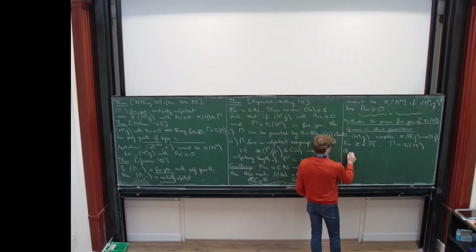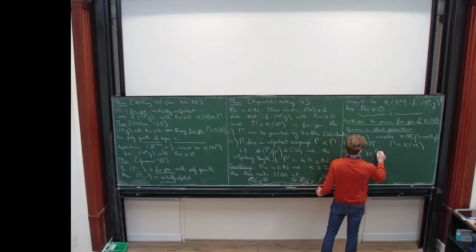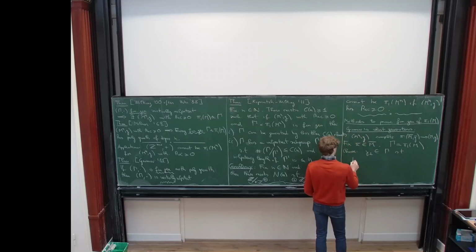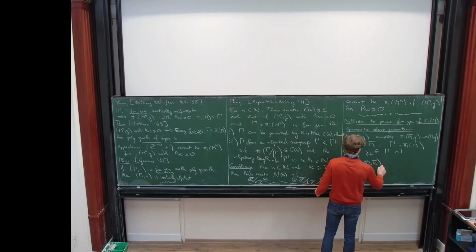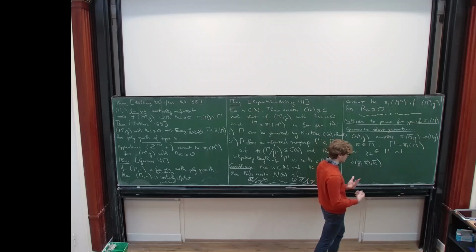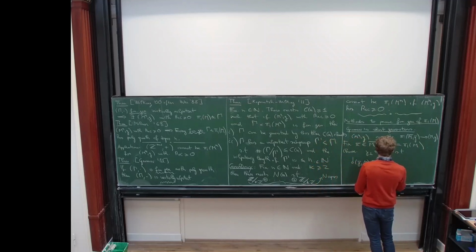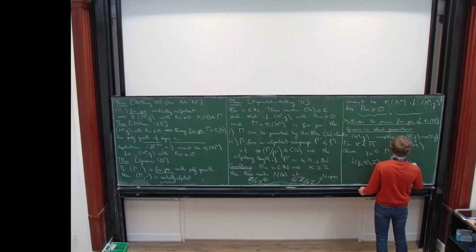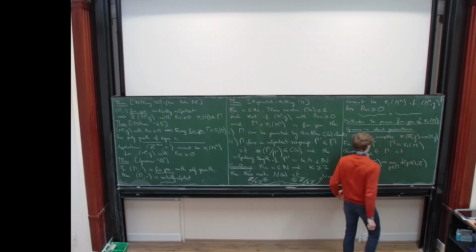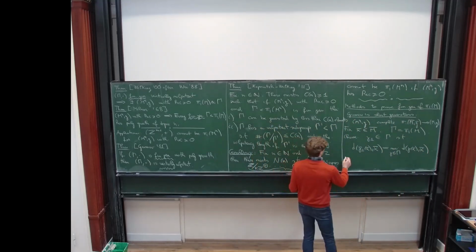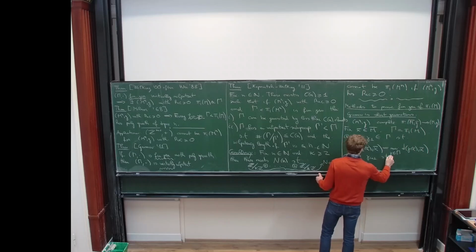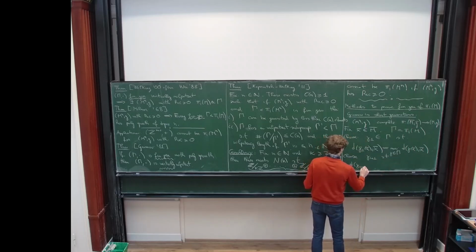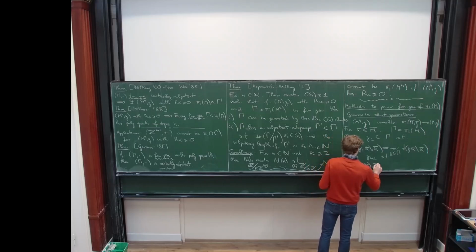You choose gamma 1 in Gamma such that the distance between gamma 1 of x bar and x bar is the minimal one. So the displacement of gamma 1 is the minimal possible. This is the minimum among gamma in Gamma of the distance between gamma of x bar and x bar. Then you proceed inductively. You choose gamma i plus 1 such that the displacement of gamma i plus 1 at the base point is the minimal one.